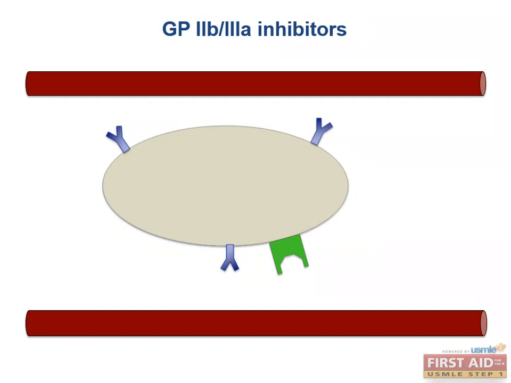We've discussed this class previously in that its action is analogous to the pathology of what disease? That would be Glanzmann's thrombasthenia. Remember that Glanzmann's thrombasthenia is a defect in the GP2B3A receptor, and therefore GP2B3A receptor inhibitors would mimic that disease process.